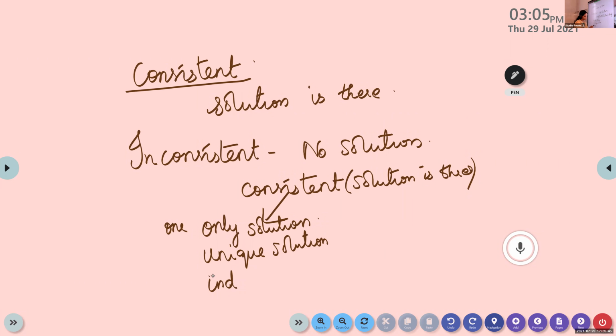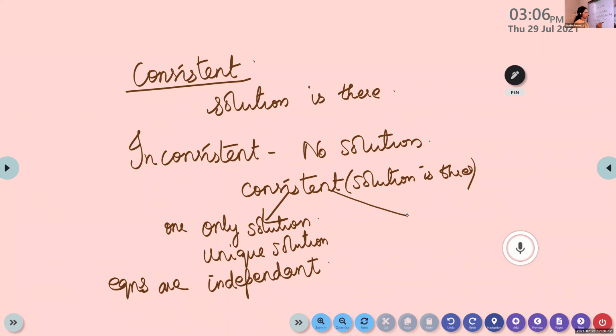If there is a unique solution, we call it an independent solution. Only one solution means independent. If there is a unique solution, then the system is said to be consistent and independent. The system of equations, not the solutions, is said to be independent.